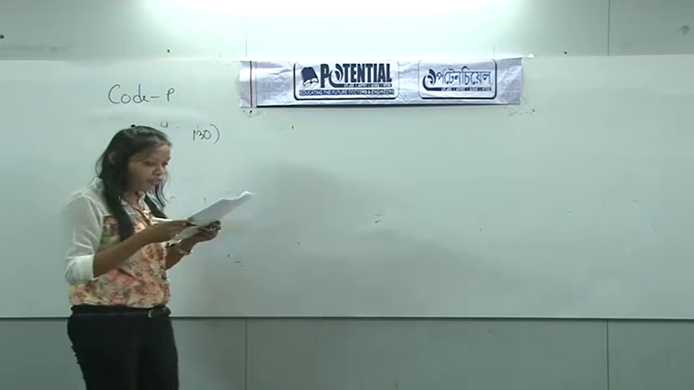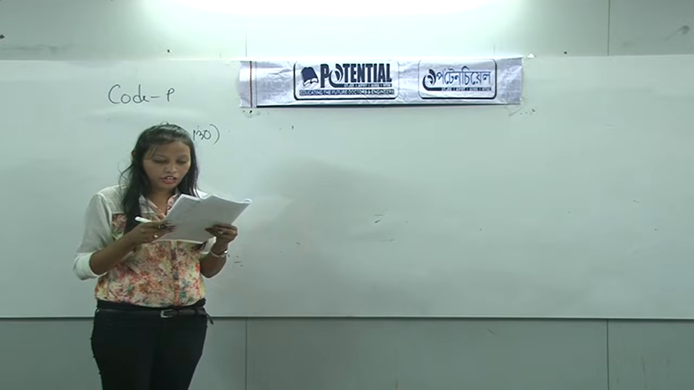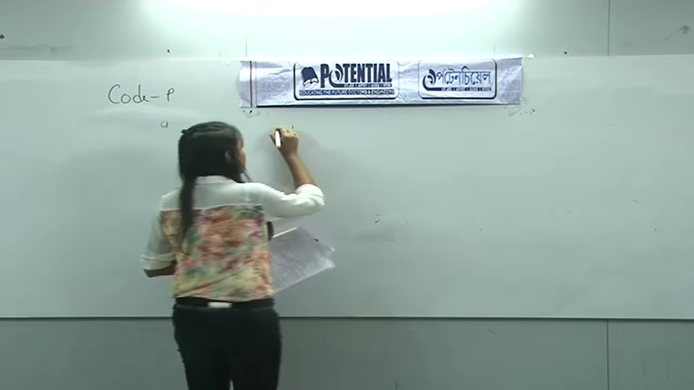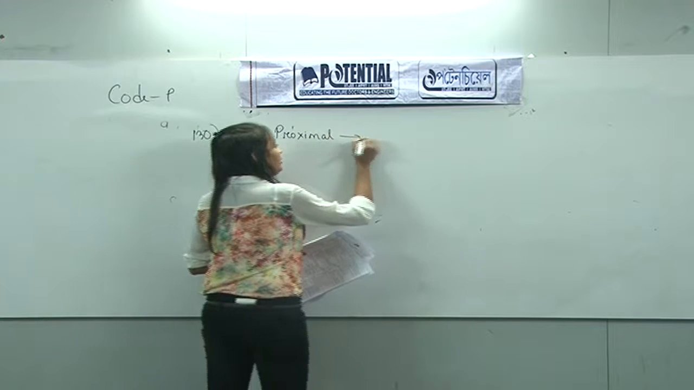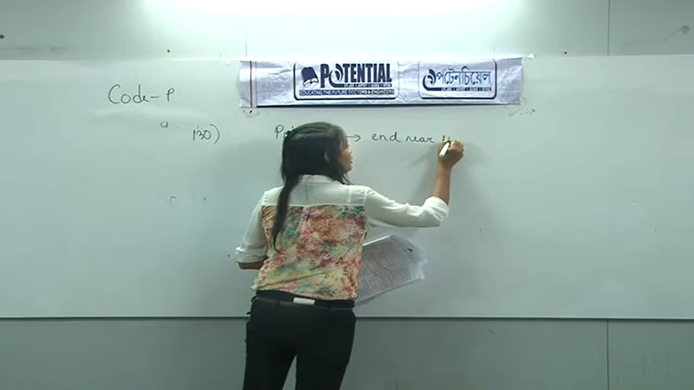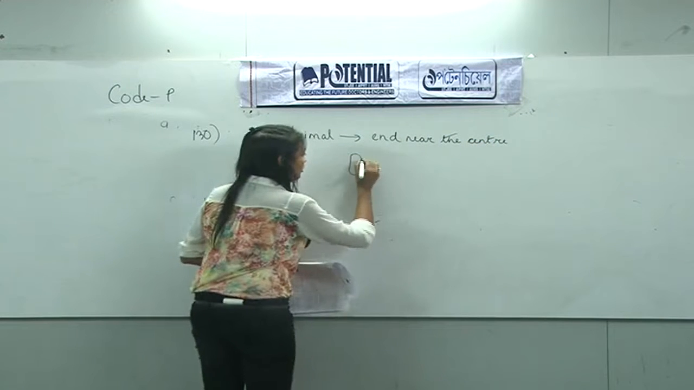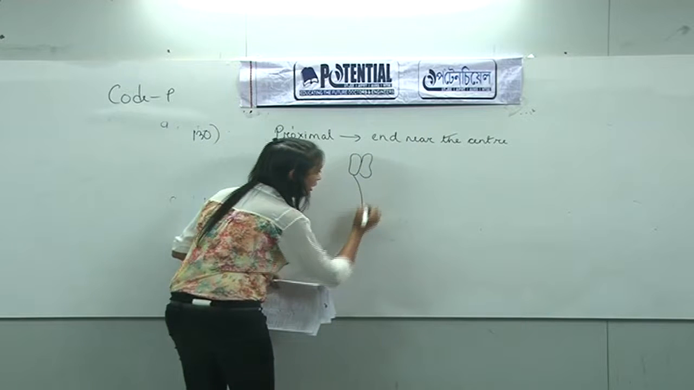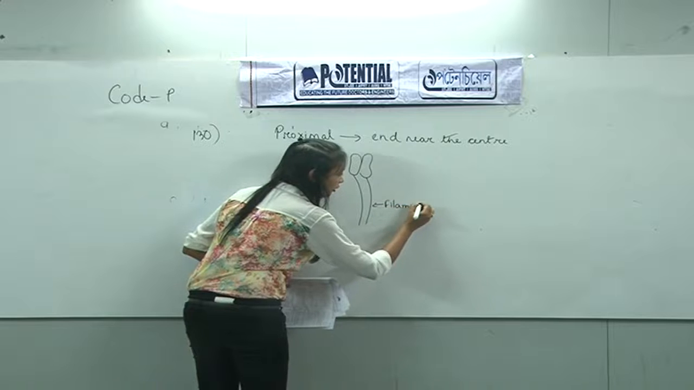The proximal end of the filament of stamen is attached to the: anther, connective, placenta, thalamus or pistil. So proximal end means the end near the center. Suppose these are anther and this is the filament. So which is the point of origin?